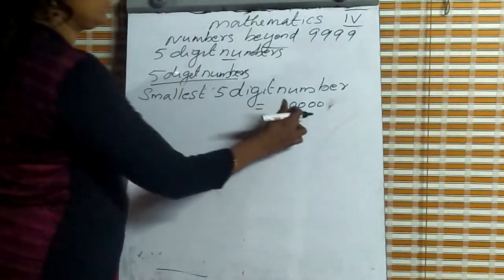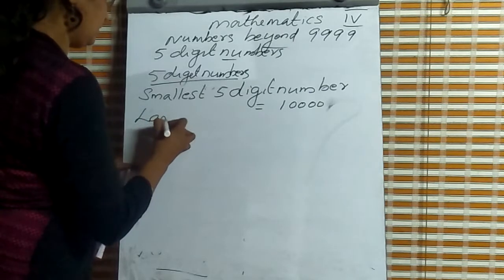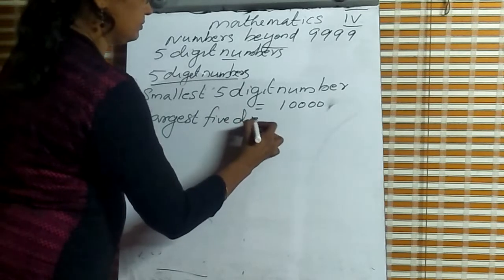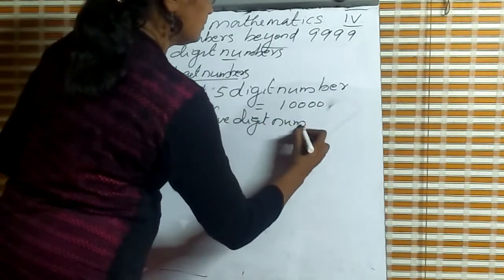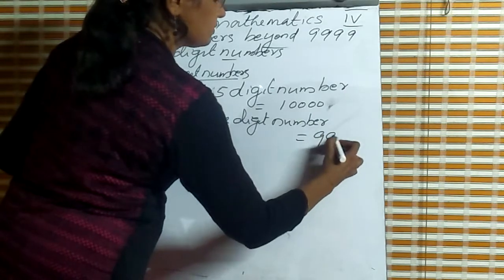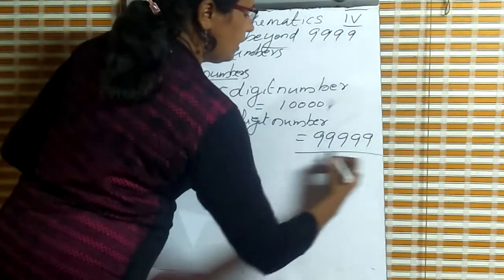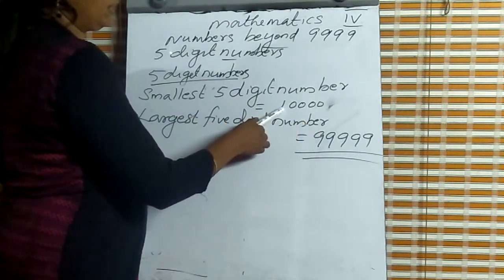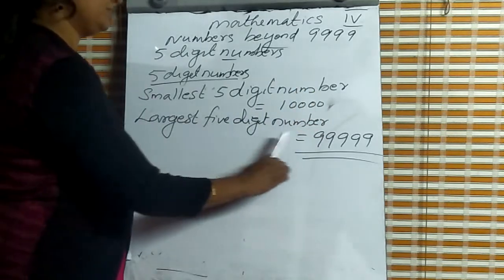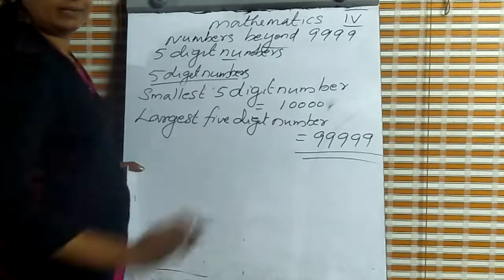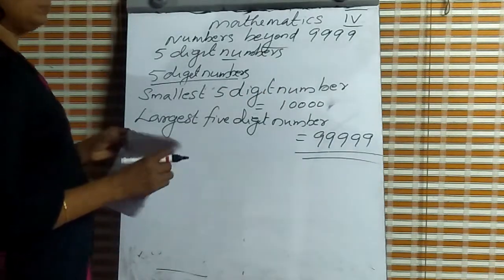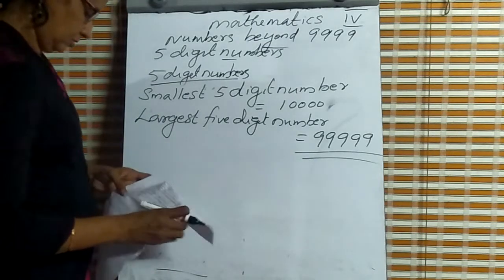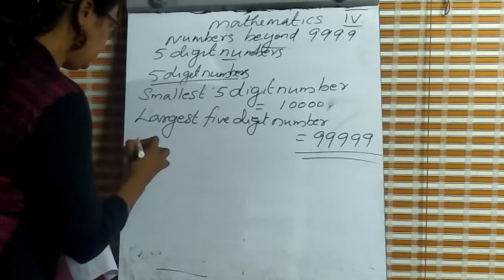The smallest 5-digit number is 10,000 and the largest 5-digit number is 99,999. Then, write the numeral.